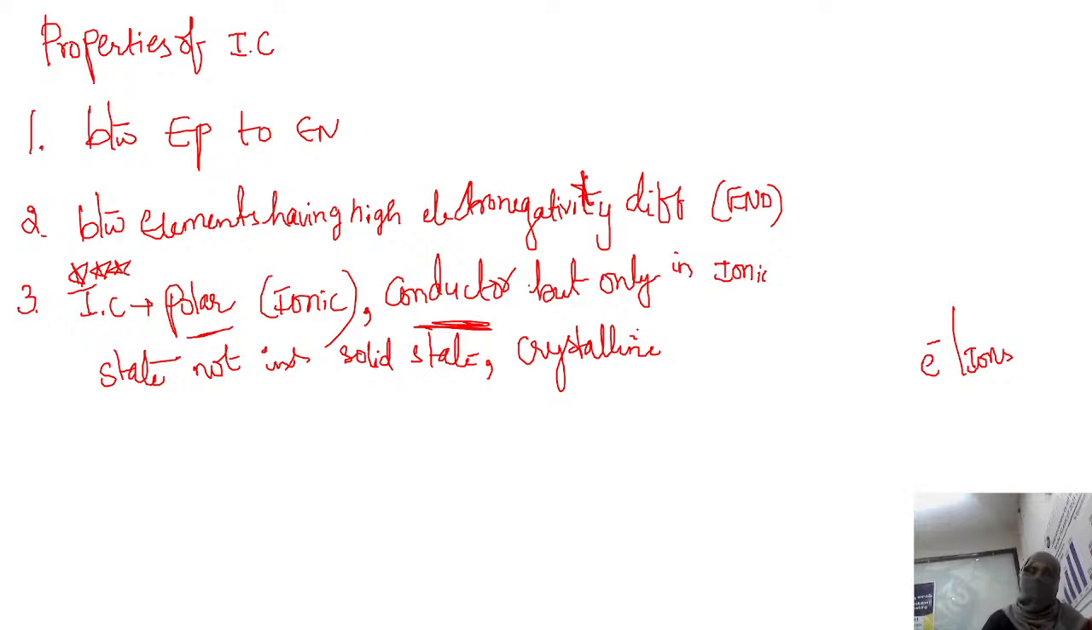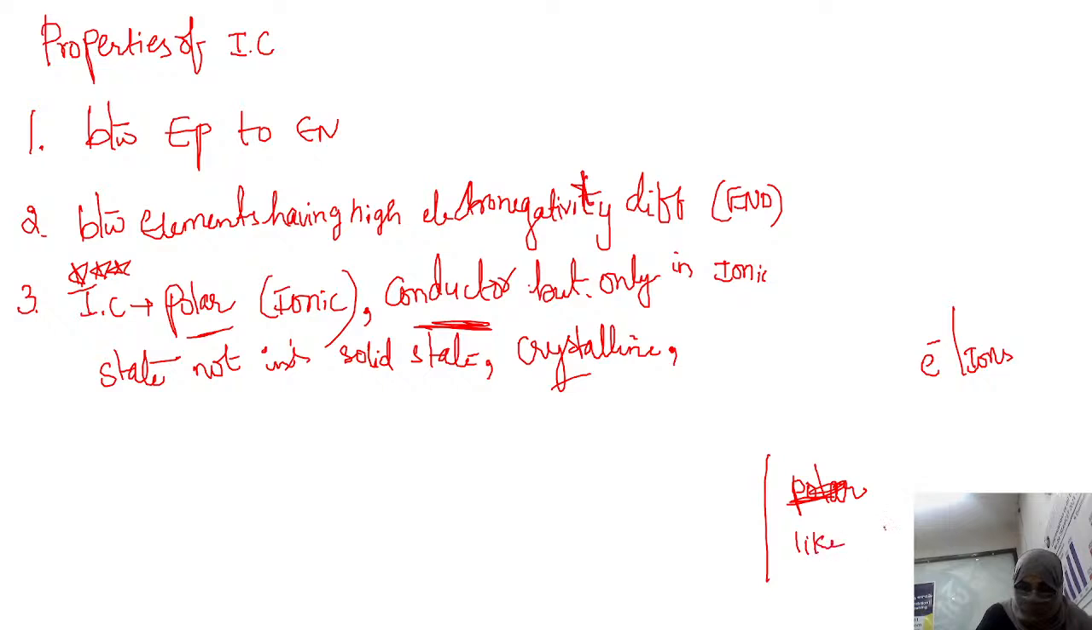Crystalline means that it will be crystalline even if solid. But if you see it in the microscope, the shape will be proper and definite. We will learn about the difference between crystalline and amorphous when we reach the solid state chapter. For now, please remember that it has a fixed geometry or shape when seen in the microscope. So: polar, conductor, and crystalline.